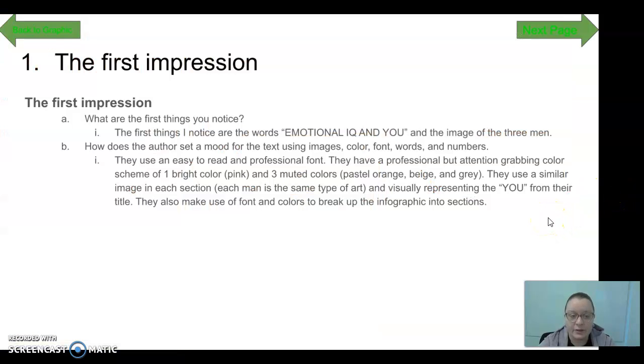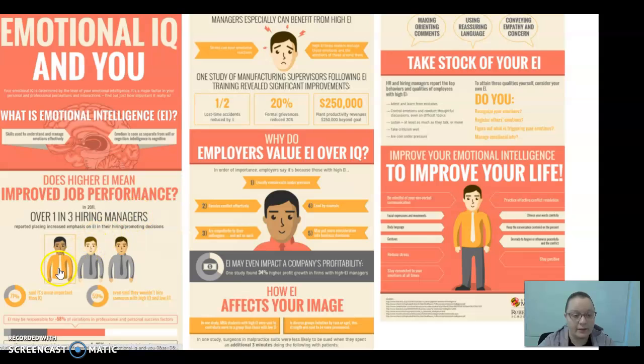They use a similar image in each section. Each man is the same type of art. So we see here that they've got this picture of this man several times throughout here. And yes, you can see that he changes a little bit. His facial expression changes, the color of his skin changes, his shirt changes, but overall it's the same picture of the same man. It's the same type of art going on here, okay?